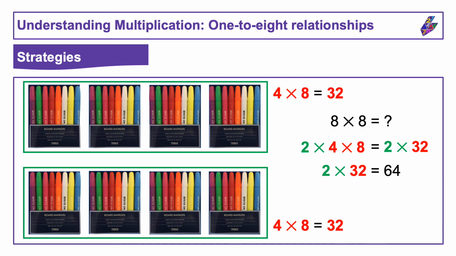If these double strategies seem unfamiliar, you may find it useful to explore the video on doubles of multiples of 10. So, 2 times 32 equals 64, and this is just a different way of showing the relationship for 8 times 8. So this means 8 times 8 equals 64.